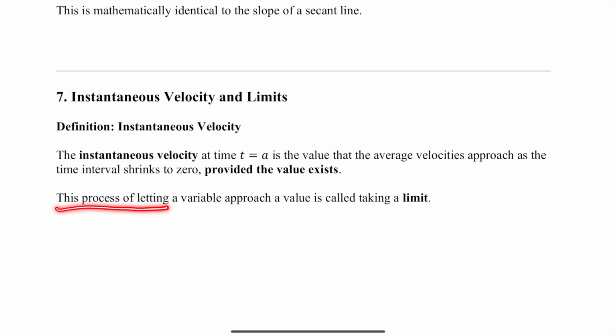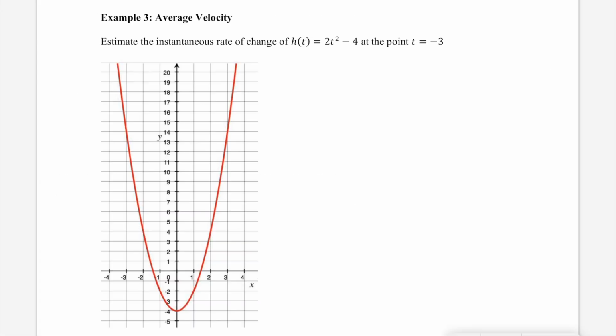This process of letting a variable approach a value is called taking a limit. A limit describes what a value approaches. This is the key idea that connects everything in calculus. Now, let's apply this idea.